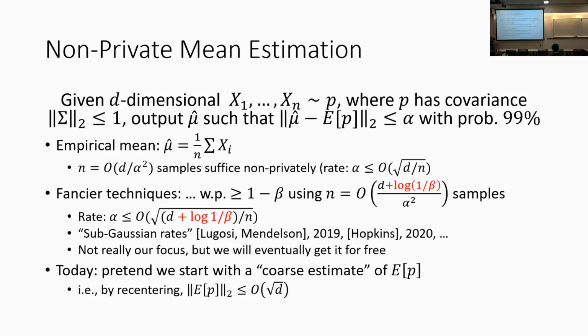I'll pause here in case there's any question about the setting, because it's only going to get more complicated on top of this. Yes? How would probability be with respect to the n samples that you get?